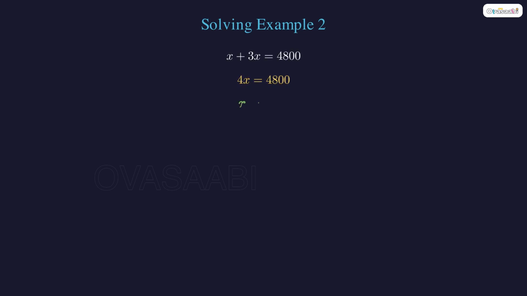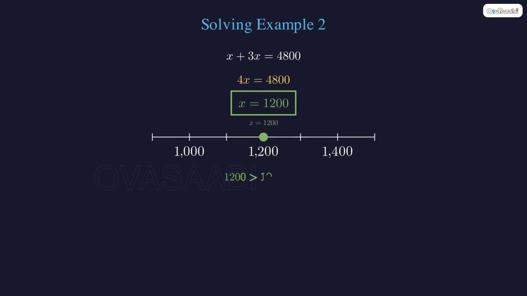Let the pump cost x. Then x plus 3x equals 4,800. So 4x equals 4,800 and x equals 1,200. Check the inequality. 1,200 is greater than 1,000. It works. The pump is 1,200 francs.